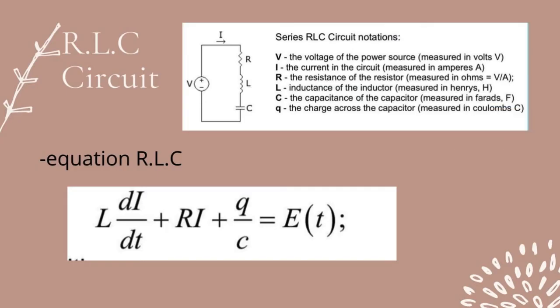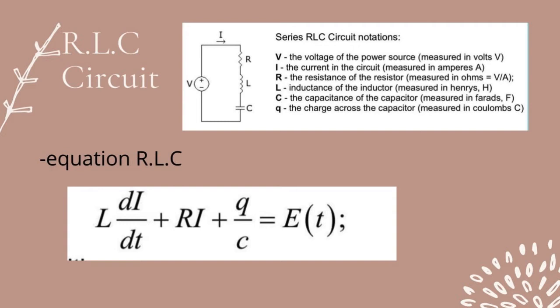Next, the application of second-order differential equations is the RLC circuit. The notation of RLC circuits has 6 symbols: V for voltage, I for current, R for resistance, L for inductor, C for capacitance, and Q for the charge.